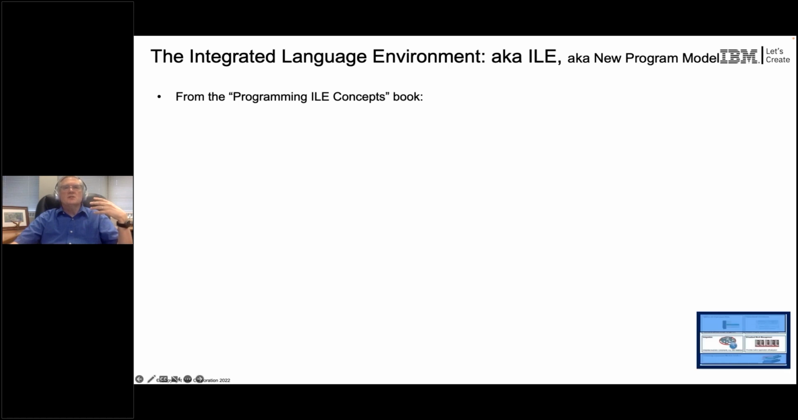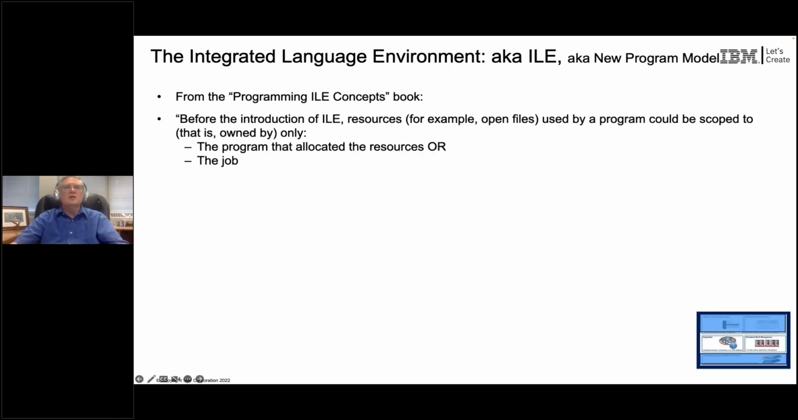But the new ILE program model came into existence. And I'm showing you which parts of the architecture this is talking about. Okay, because before the introduction of ILE, resources like open files and so on that were used by a program could only be scoped to the program or the job.